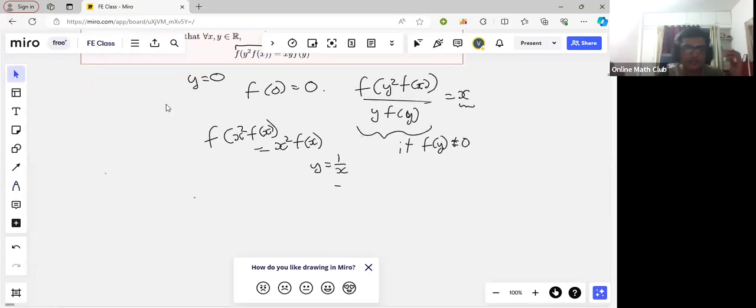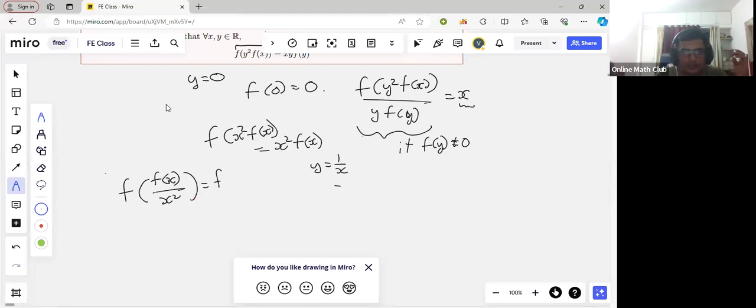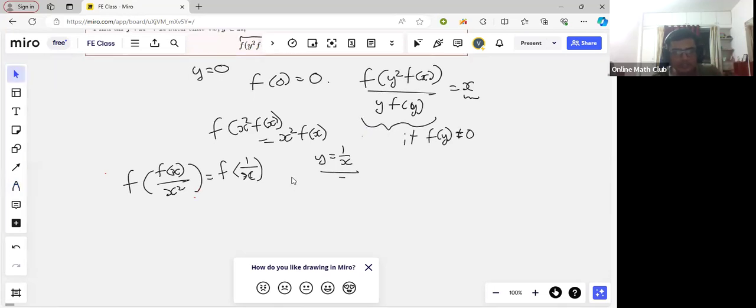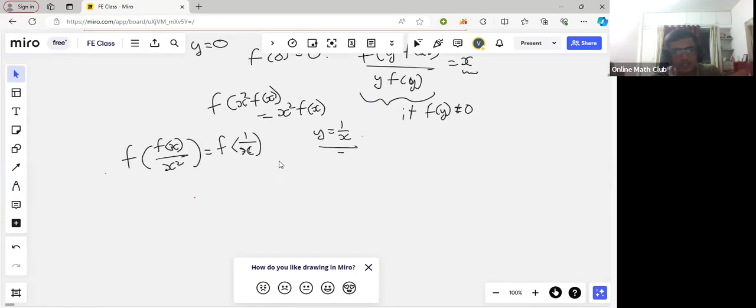So what we get is f of x by x squared is equal to f of 1 by x. We are doing the substitution just so that we can use injectivity, because we have got injectivity and it's a useful thing, right? So just to use injectivity, we are putting y equal to 1 by x and we get this. And now this is true, of course, if x is non-zero.